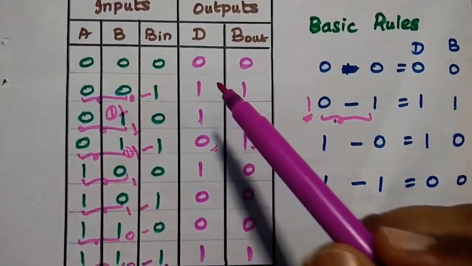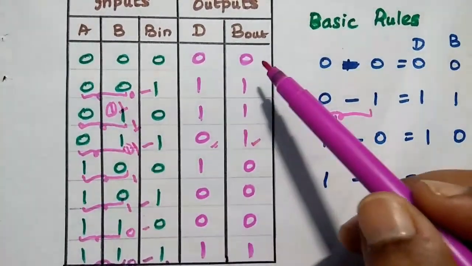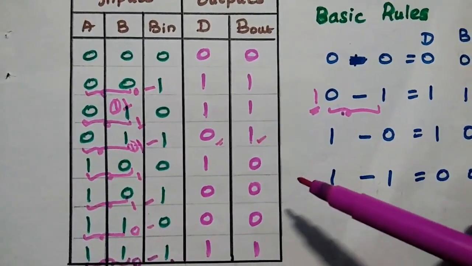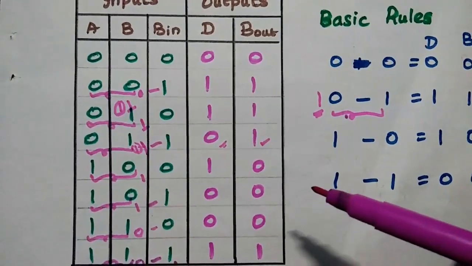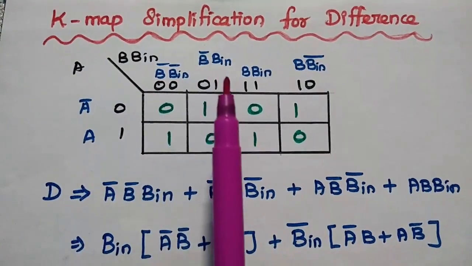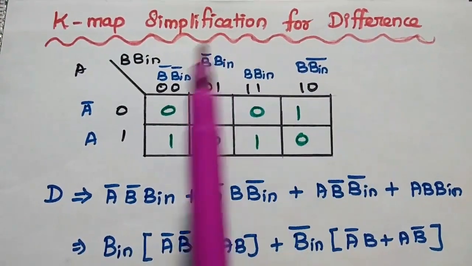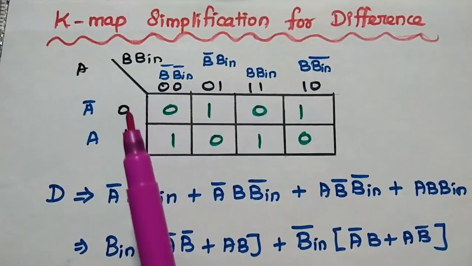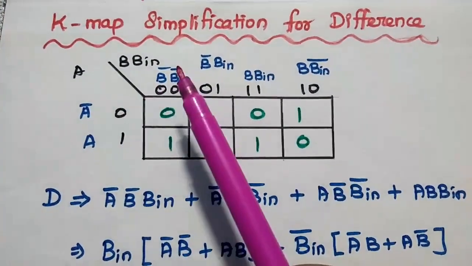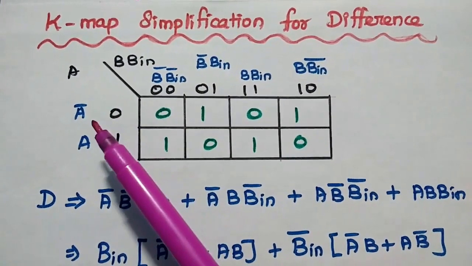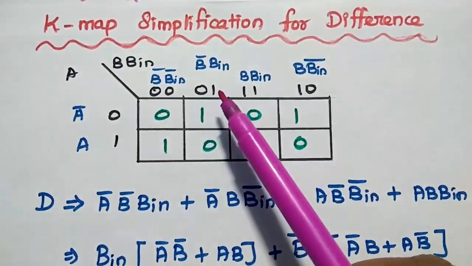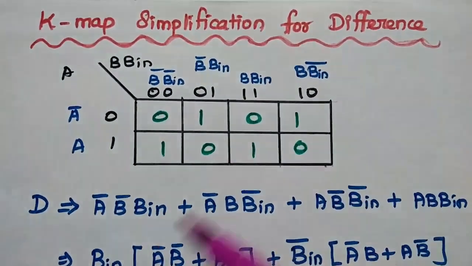Okay. So for these difference values and output borrow values, we are going to obtain Boolean expressions. For that we are going to use the K-map method. K-map simplification for difference. Here, 3 bits are used in the full subtractor. So this is the K-map format. A, B, B in. 0 represents A bar, 1 represents A. Likewise here 00, 01, 11, 10.